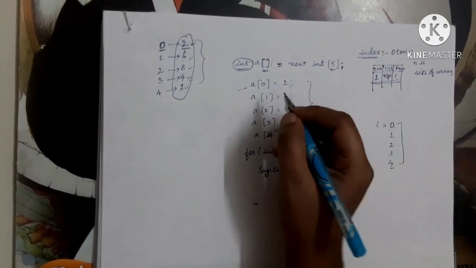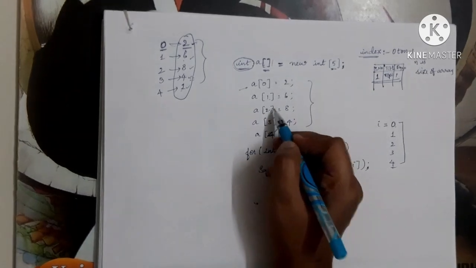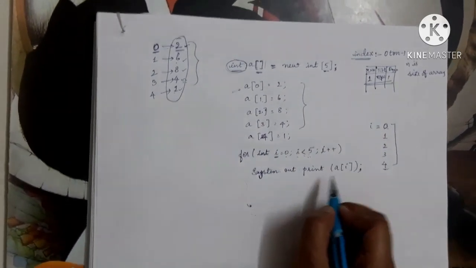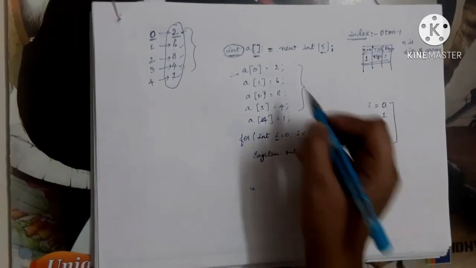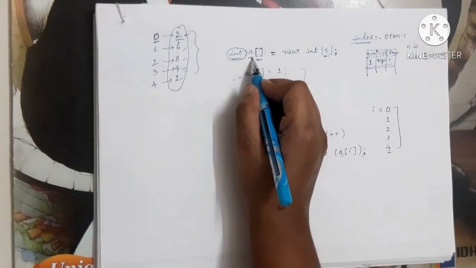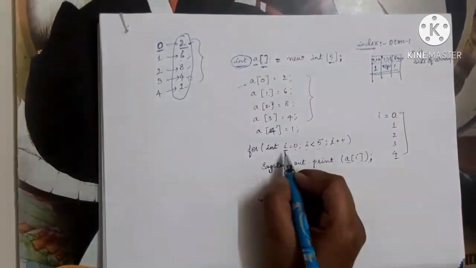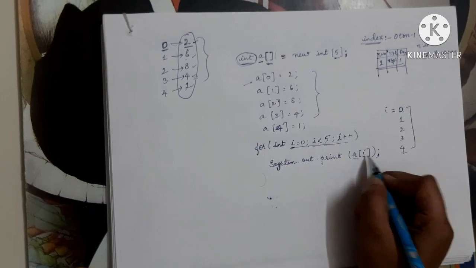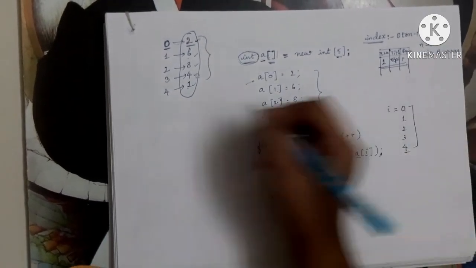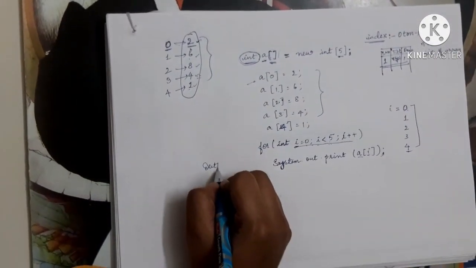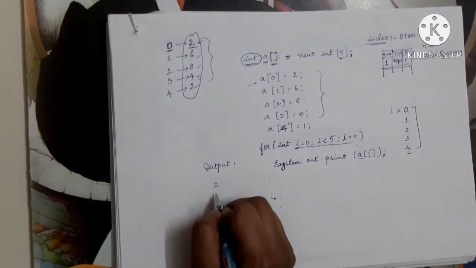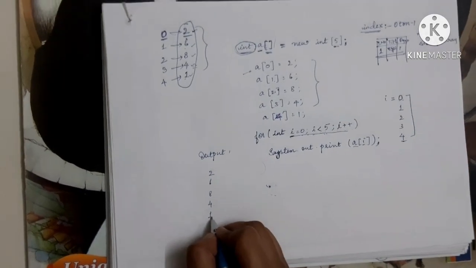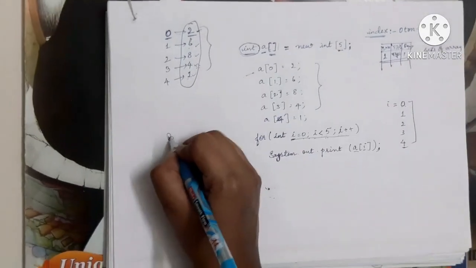So what are these values? These values are the indexes of our array. So in the print statement, we'll be getting A, which is our array, and the index values which we got from the for loop, that's i. So as a result, the output would be 2, 6, 8 and 4, and 1.